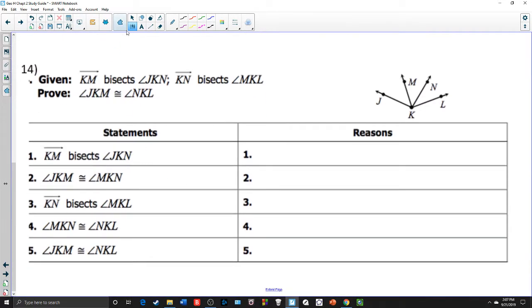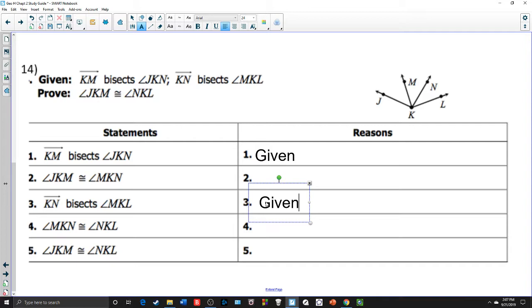Now 14 is an angle one, but it's a little bit shorter, so not too bad. Now in this case, they actually have two givens split up throughout the problem. So the first one says KM bisects JKN. Well, that's clearly a given statement. And then also down here, they say KN bisects MKL. Well, that's also a given statement. So instead of doing it all at once, they split up their given, which is a perfectly reasonable thing to do. I usually prefer to write all my givens first, that way I don't have to mess with them.